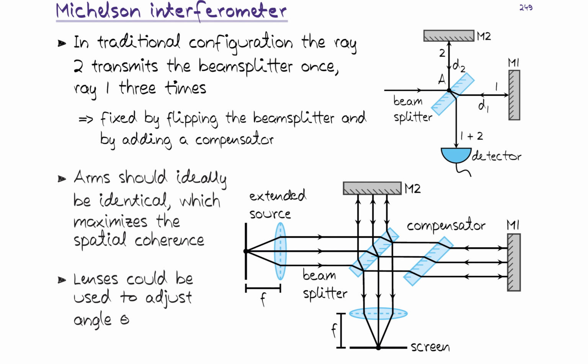And then, of course, we could use lenses as shown in the configuration here to adjust the angle theta, so that we could also change things with that. Essentially that would be an additional control knob for adjusting the phase accumulation and how the irradiance pattern is formed. So this is what I wanted to say, 30 minutes about Michelson interferometers.